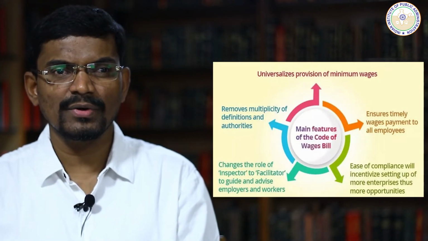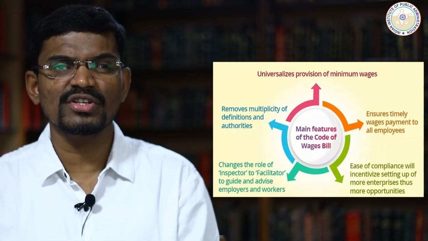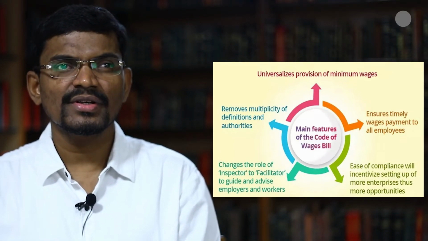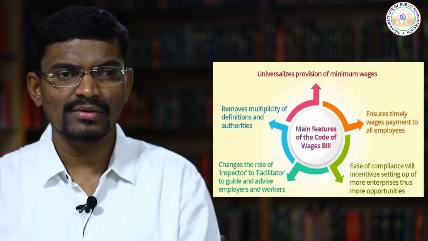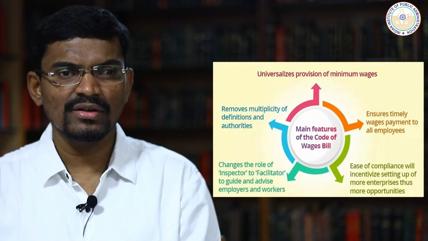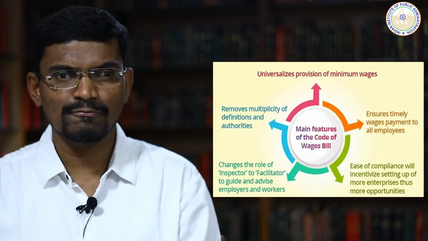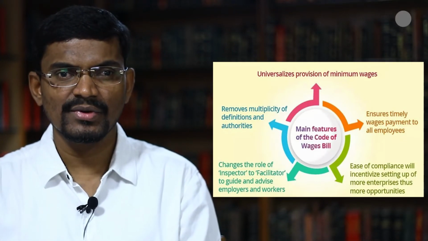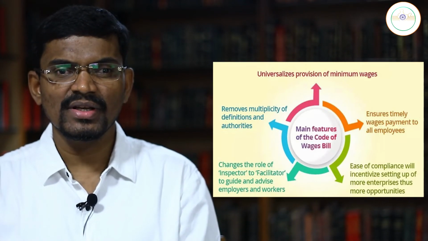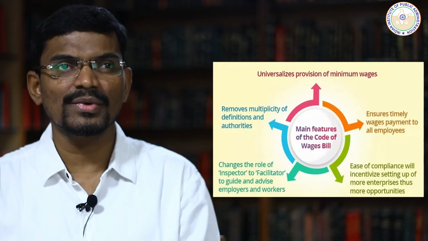employment opportunities. Main features of the Code on Wages Bill: it basically tries to universalize provision of minimum wages, tries to remove multiplicity of definitions and authorities, and changes the role of inspector to facilitator, to guide and advise employers and workers. It ensures timely wage payment to all employees. Ease of compliance will incentivize setting up more enterprises, thus more opportunities.